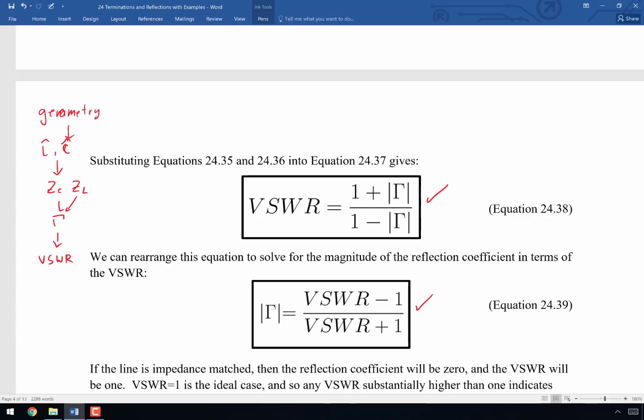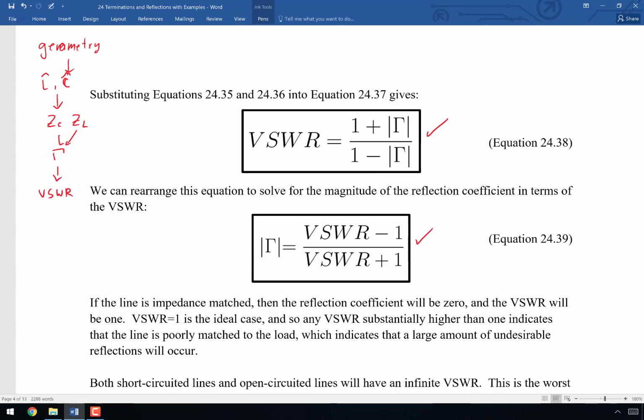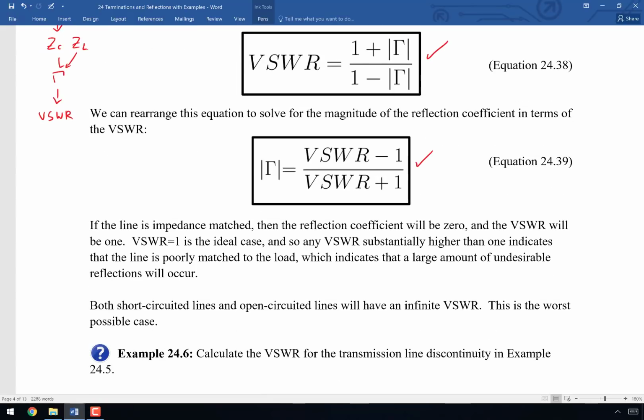And no, I'm not going to make you derive the second of those from the first one, but it's not hard to derive if you tried to. Notice that VSWR equals 1 is the ideal case. If gamma equals 0, then the VSWR would be equal to 1. And that would be the case for impedance matching. So if the line is impedance matched, then the reflection coefficient will be 0 and the VSWR will be 1. VSWR equals 1 is the ideal case. That's the best case scenario.